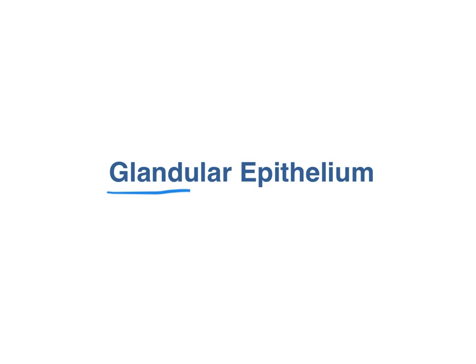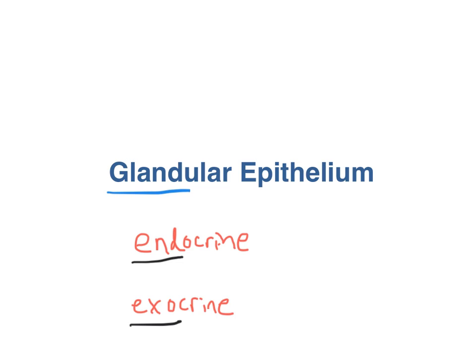There are two types of glands found in the body generally. You have the endocrine glands, and if you look at the prefix, you've got endo in there. Endocrine glands are your internally secreting glands. The other type, exocrine glands, are your externally secreting glands, because they've got that prefix exo in there. So let's talk about each of these.